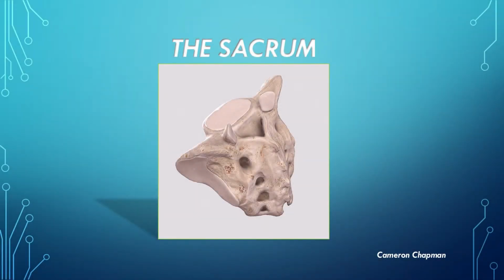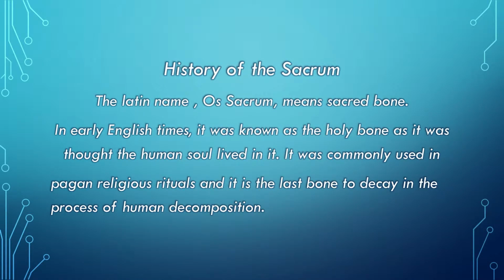Here is a presentation of anatomy and pathology of the sacrum. History of the sacrum. The Latin name of sacrum means sacred bone. In early English times it was known as the holy bone, as it was thought the human soul lived in it. It was commonly used in pagan religious rituals, and it is the last bone to decay in the process of human decomposition.